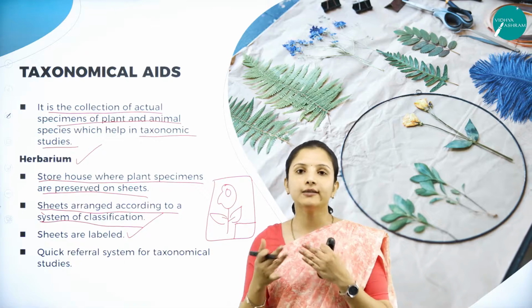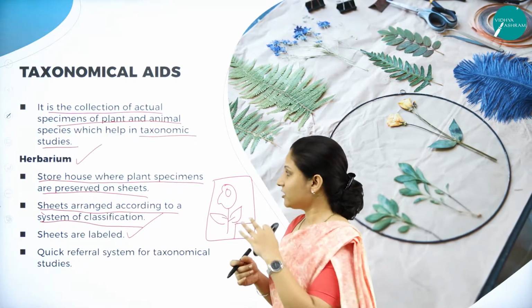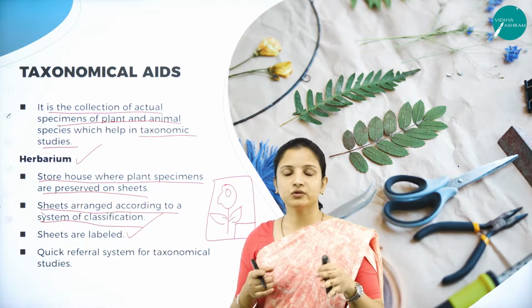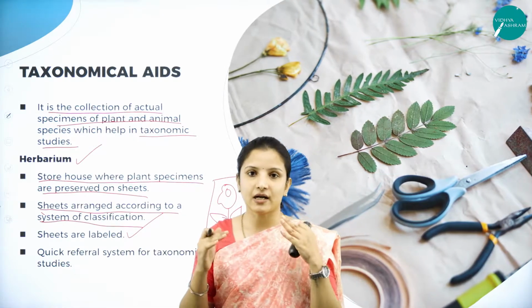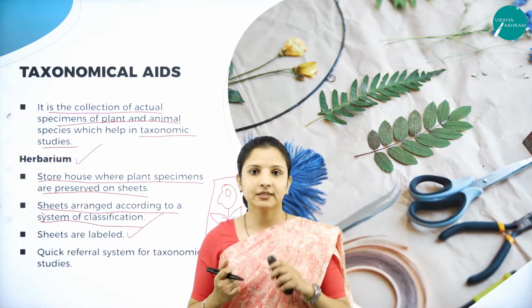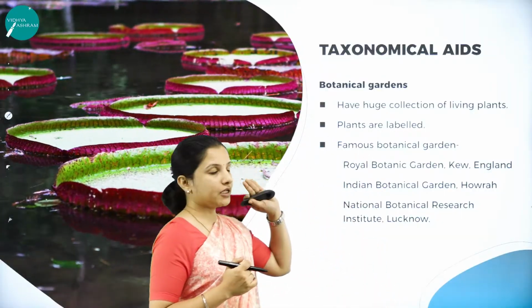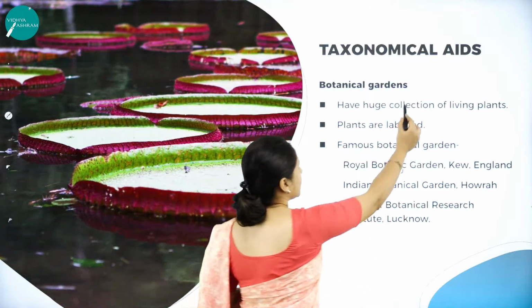So all that you will understand by looking at a herbarium sheet. So therefore, herbarium is a storehouse where the plant specimens are dried and preserved for future taxonomical studies. Next, we have one more taxonomical aid, that is the botanical garden.